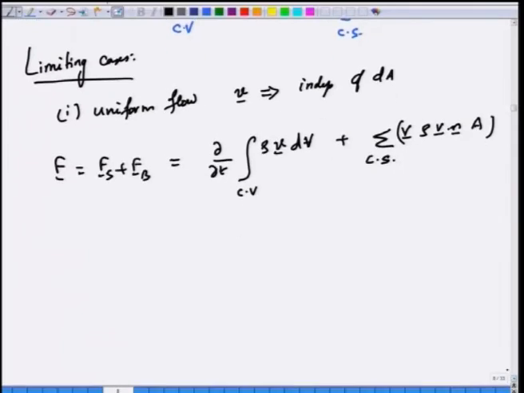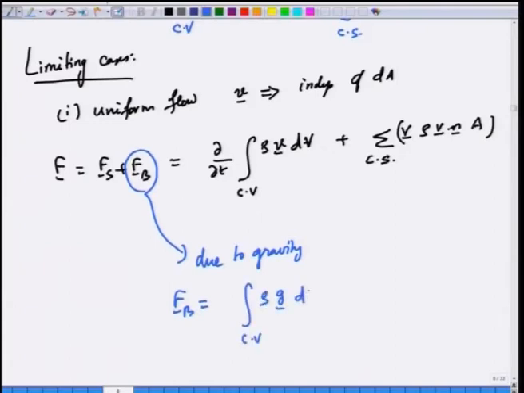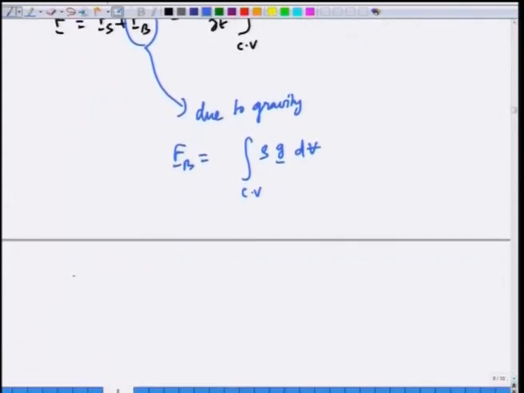Usually what happens is the body force is due to gravity. So, the body force is merely the integral over the CV of rho g dV. Now, what are the various causes of the surface force F_S? These are the surface forces acting on the CV.